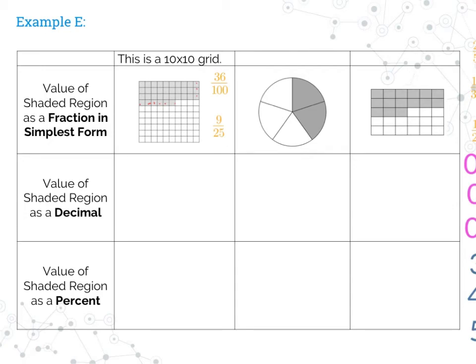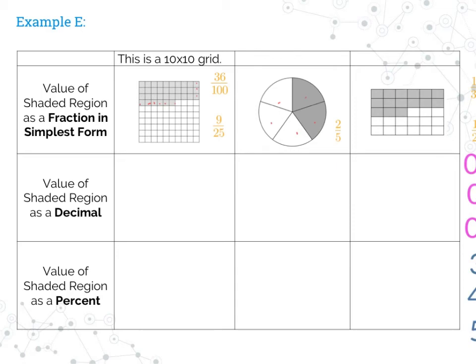And it looks like I have a circle, and some of the circle is covered. So let's count how many spaces of the circle we have. We have 1, 2, 3, 4, 5. So I have 5 spaces in my circle, and 2 of them are shaded. So I know my fraction is going to be 2/5.